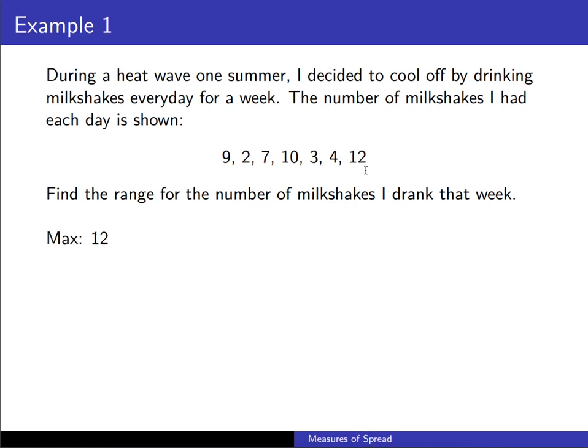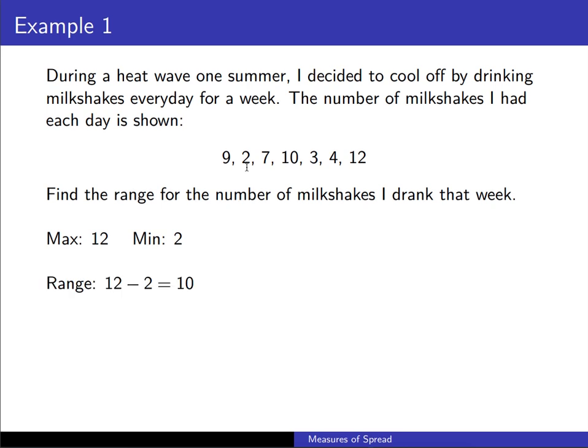So if we have them in sorted order, great, but we don't really need to. It's not really a lot of data values, so the maximum value is pretty quick to find. It's 12, the largest value. The minimum value, the smallest value in this data set, is 2, and then the range is going to be 12 minus 2, which is 10. So I had a range of 10 milkshakes that week, from the minimum 2 on one day to a maximum of 12 on another.